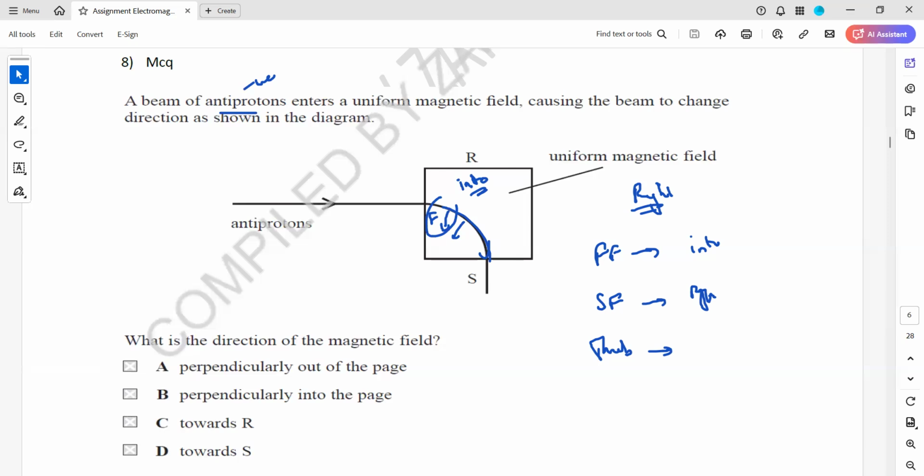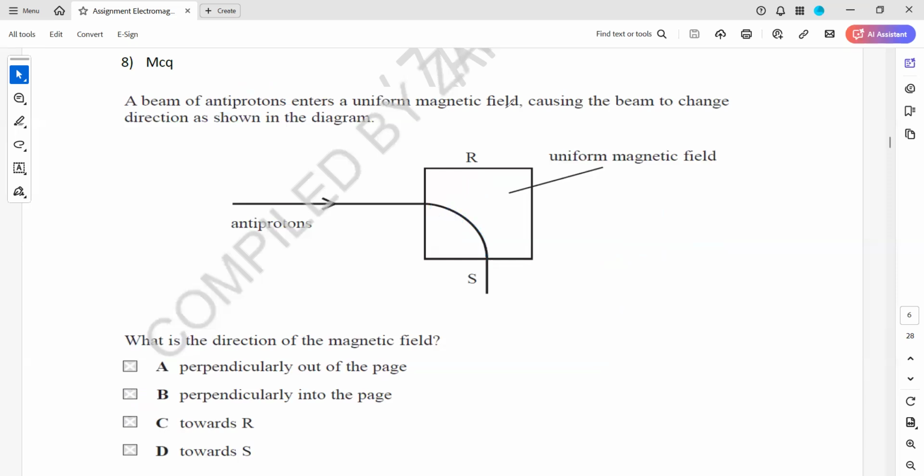If the force was upward, then what will happen? It will deflect, but in the opposite direction. So it gives an idea: if we don't know, we will consider whether it is in or out. Let's say we took in and our force is downward, but the particle was moving in the opposite direction. So the magnetic field cannot be in. In that case, the magnetic field will be out.